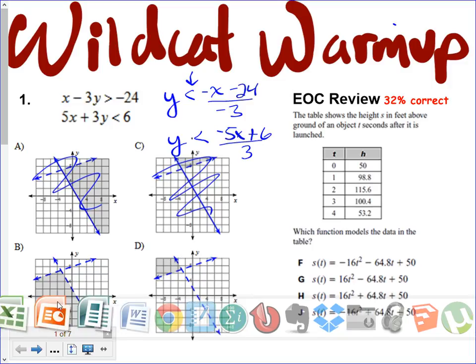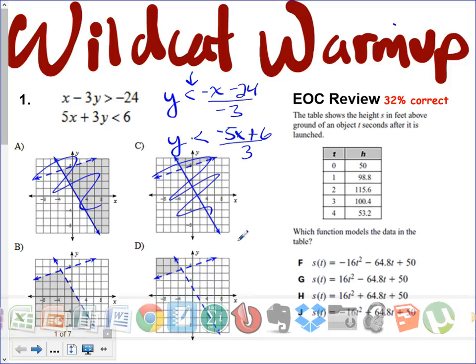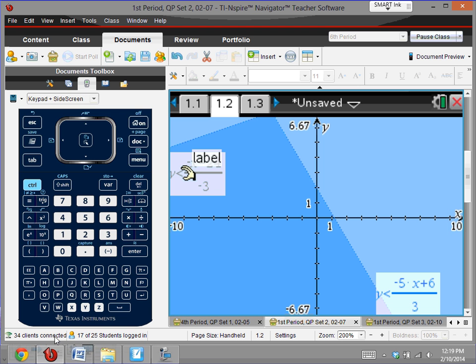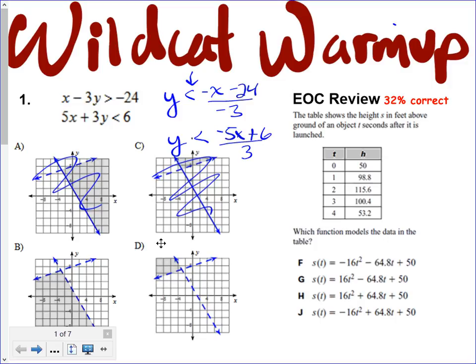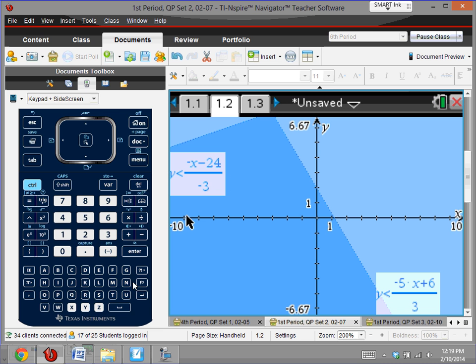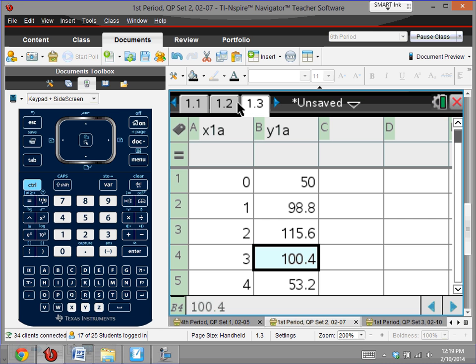The darkest blue represents where they overlap, where both graphs cross over each other. Correct answer was B. On the EOC review, you should have done that.